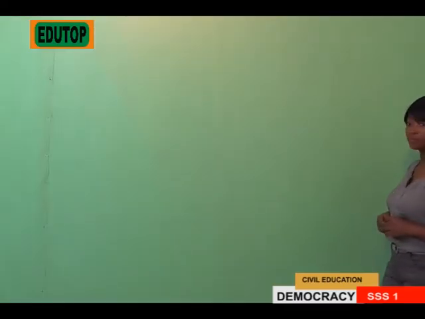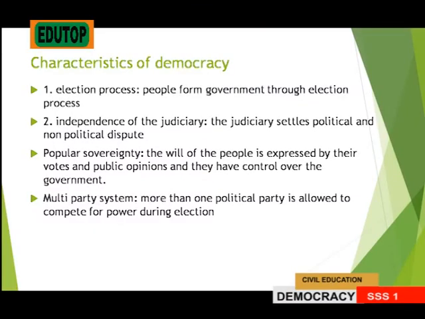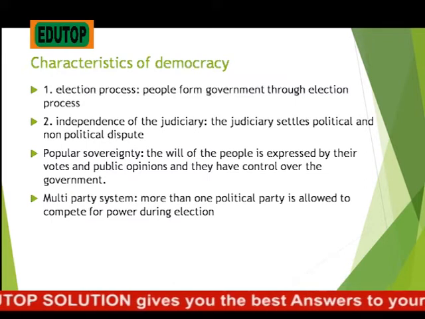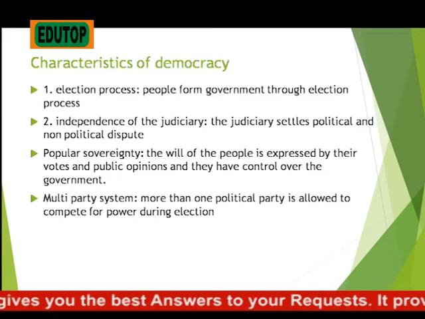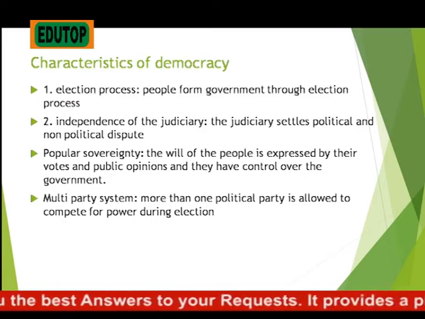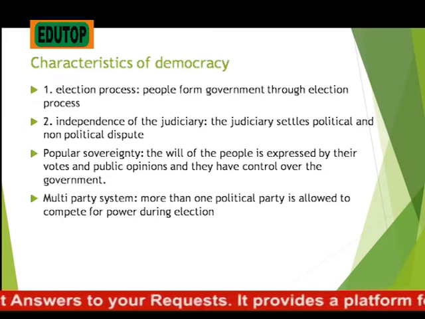Characteristics of democracy. Under the characteristics of democracy, we have the election process. People form government through the election process. That is, under democracy, for anyone to be put in place or put in a political office, it has to be through election.